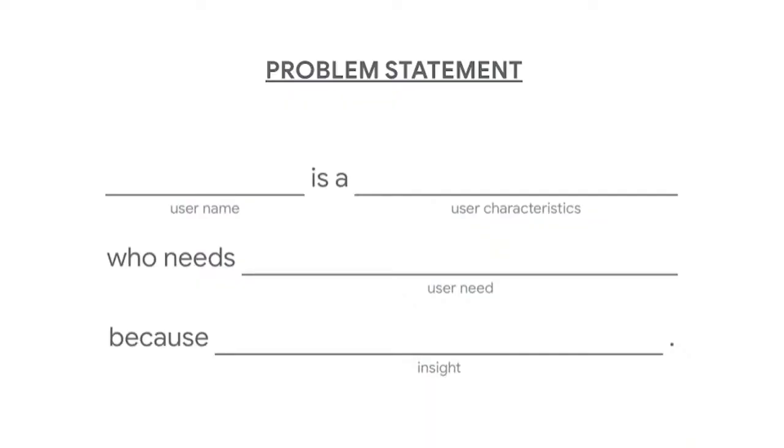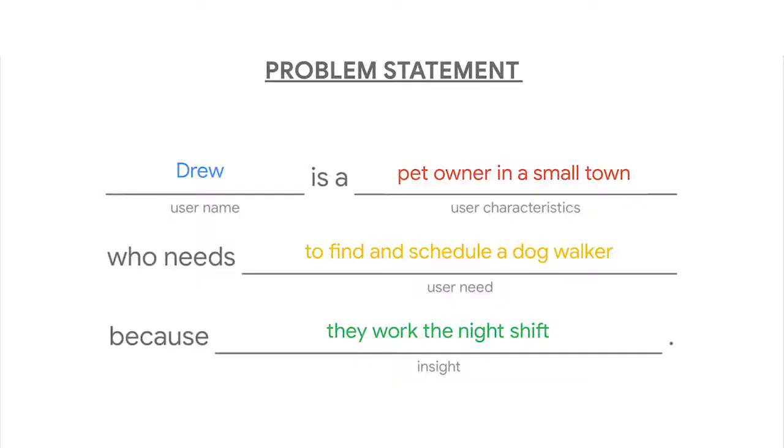The easiest way to find out the who, what, and why is to refer back to your problem statement. Let's think back to the problem statement formula we introduced earlier. User name is a user characteristic who needs user need because insight. Now, imagine we're designing an app that helps people find and schedule dog walkers. A problem statement we might create would be, Drew is a pet owner in a small town who needs to find and schedule a dog walker because they work the night shift.